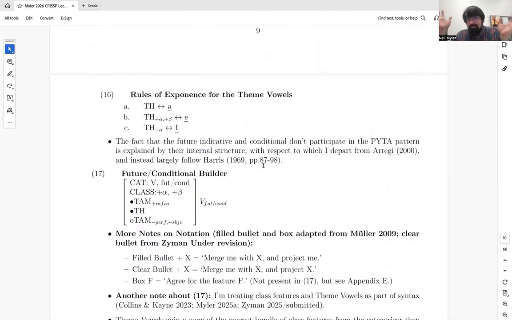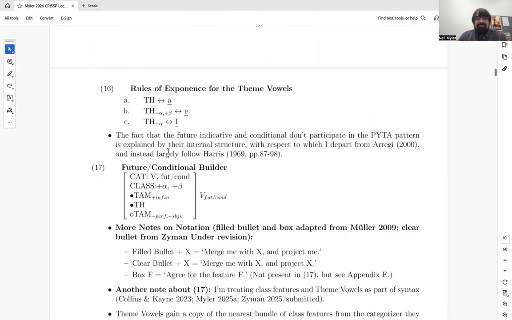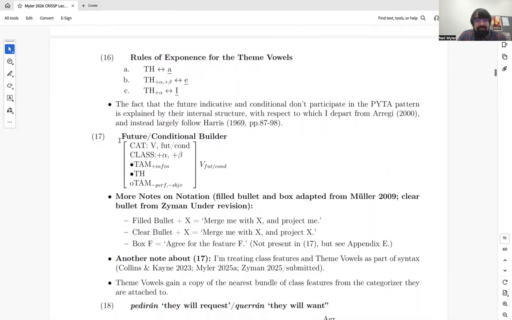Those tenses arose from combinations of the infinitive and a form of the verb to have, right? Synchronically, I think this extra piece that these forms are being built with, which combines with the infinitive, is now separate from have, and I'm calling it the future conditional builder, or big V footcond, and it has this syntax. This is 17, this is a piece, something that merge can apply to. It has V and future/conditional as its category features, class features plus alpha plus beta, so it's in the second conjugation. And it says, merge me with an infinitive and project me.